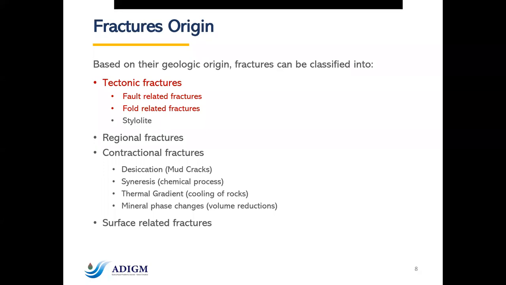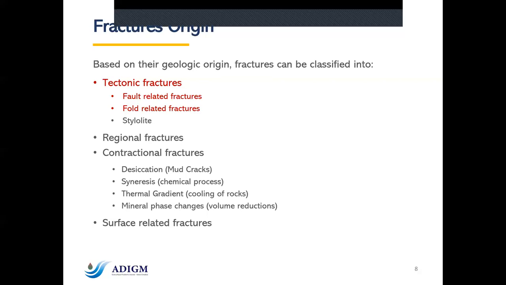The third one, the stylolites, is classified as tectonic as well, because sometimes it's not only caused by the overburden, but also by tectonic compressions that promote the development of vertical stylolites. The second one is the regional fracture, which develops over a large area, usually due to tectonic loading or as part of the basin compaction. So it covers a very large area, kilometer scale. You can see it from satellite if it is exposed at the surface.